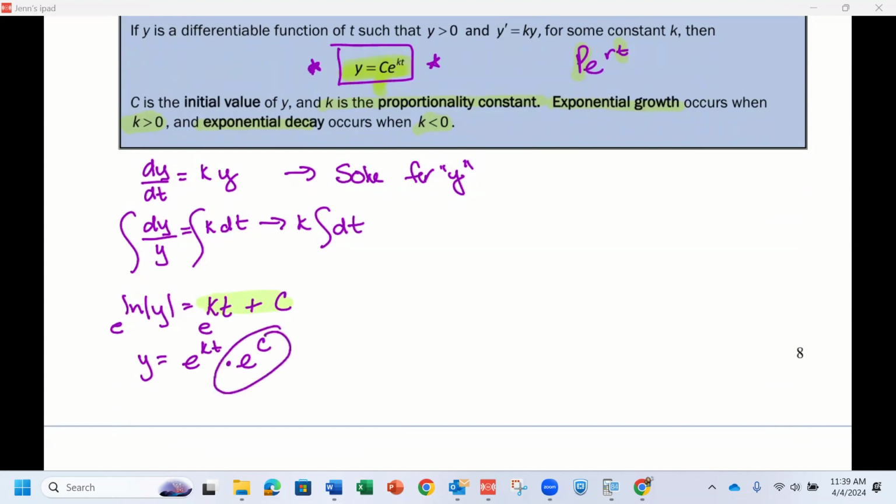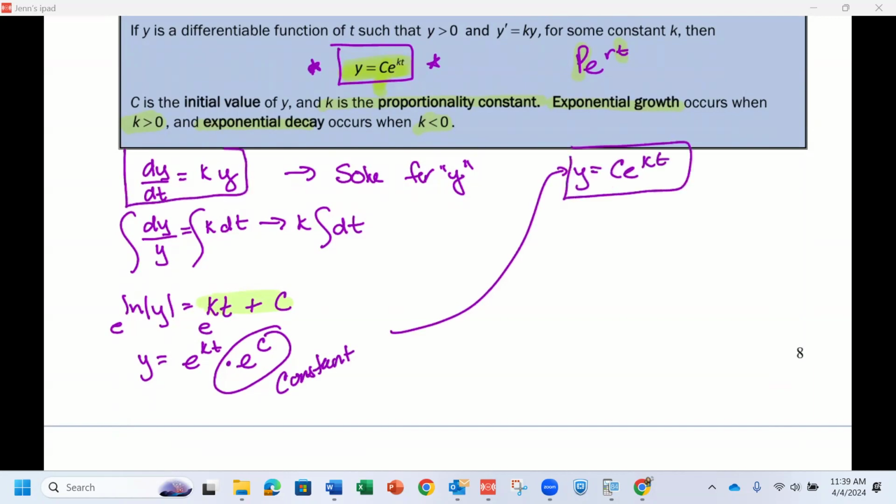And again, what is e to the c? E to the c is just a constant. It's just a number. So another way to write this equation would be y is equal to c times e to the kt. So you've got your differential form for exponential growth and decay. You've got your formula, your actual function for exponential growth and decay. And these are the two equations we'll be working with in this particular section.